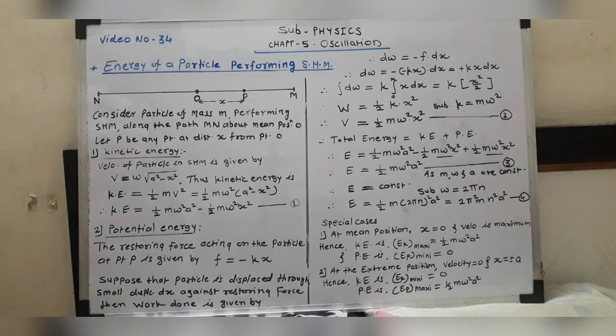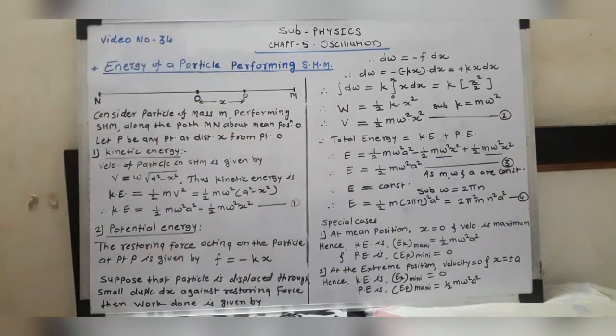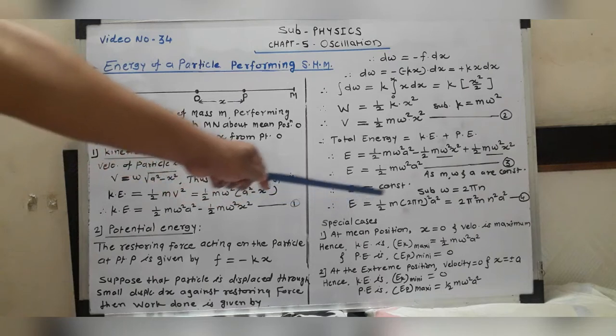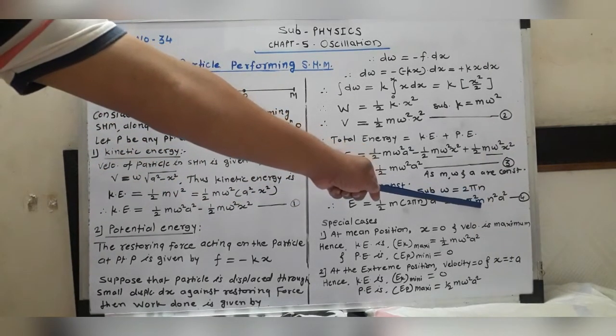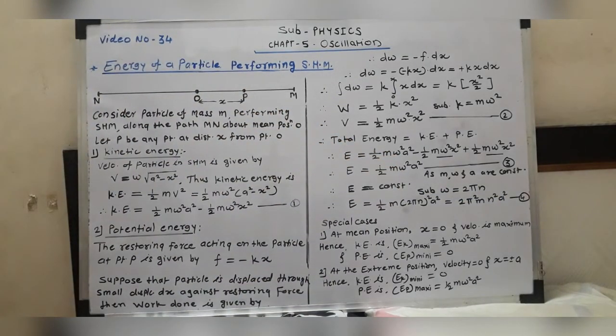This equation shows that, sometimes in your exam they ask, show that the energy of a particle performing SHM is directly proportional to square of amplitude and square of frequency. For that purpose we have to find out this expression E is equal to 2 pi square m n square a square. This equation shows that the total energy of SHM is directly proportional to mass, square of frequency and square of amplitude. This is the equation number 4. Understand this?